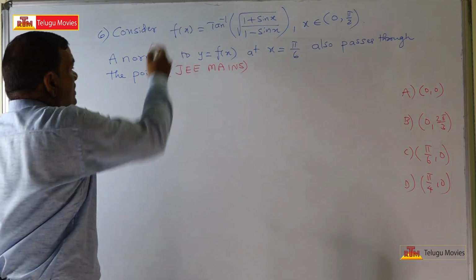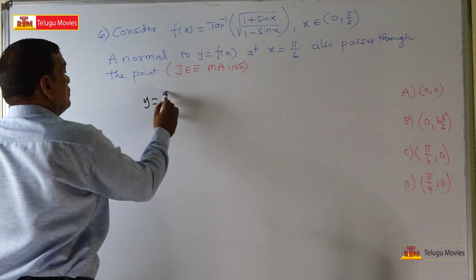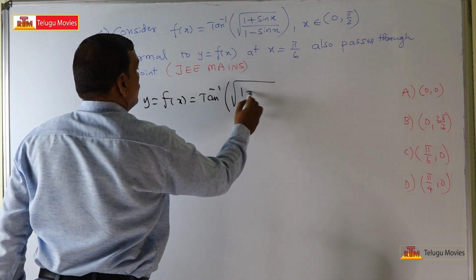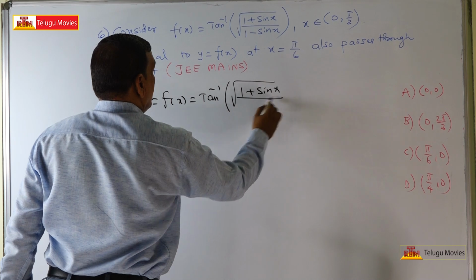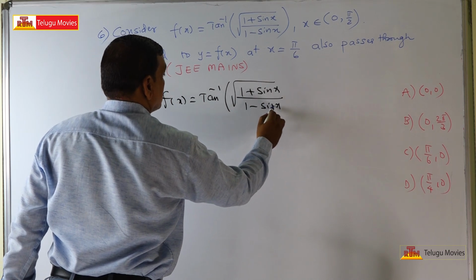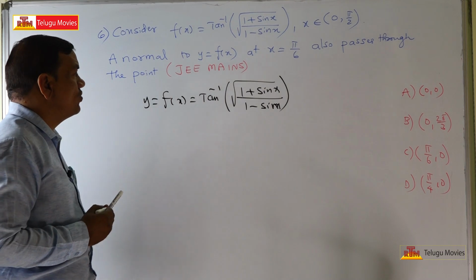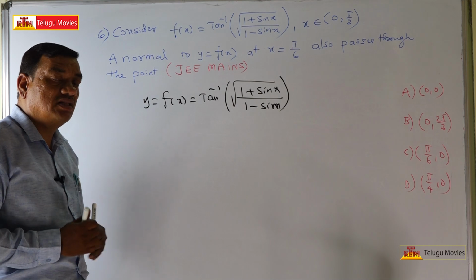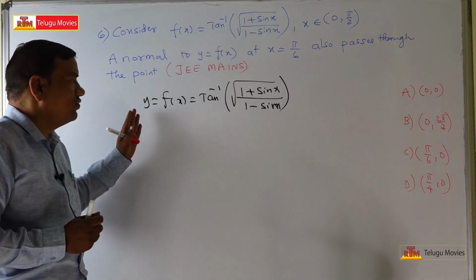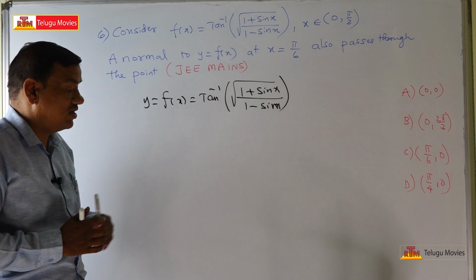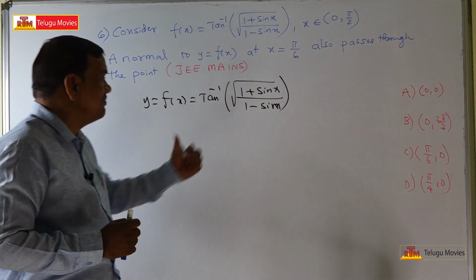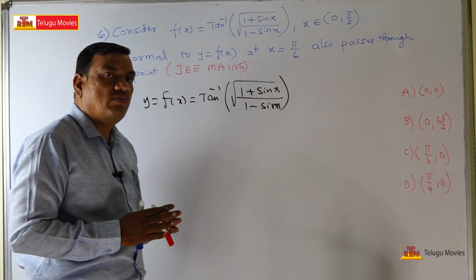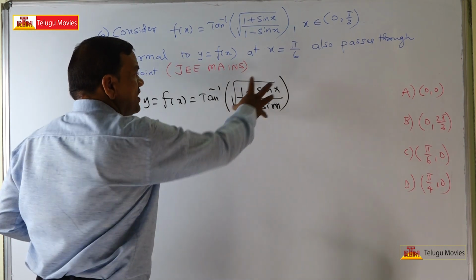The first thing is, it is given y is equal to f of x is equal to tan inverse of the square root of (1 plus sin x) by (1 minus sin x). Here you have to find dy by dx, which is nothing but the slope of the tangent. To find the derivative, first simplify this function, because if you do dy by dx directly, the problem will become very difficult. So try to simplify this expression.